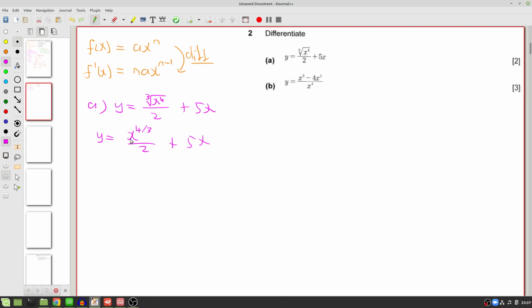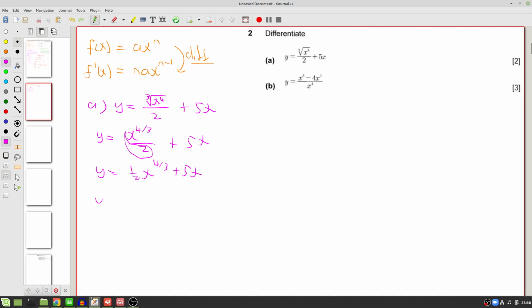Now you could also choose to write this, instead of having x to the power 4 over 3 all over 2, as a half x to the power 4 over 3. That'll be perfectly fine. I actually think most people prefer that, so let me also write it that way. One more time, this is just a half, 1 over 2. So 1 over 2 x to the power 4 over 3 plus 5x. All we did so far is rewrite the original equation in an ax to the power n plus bx to the power m kind of form.